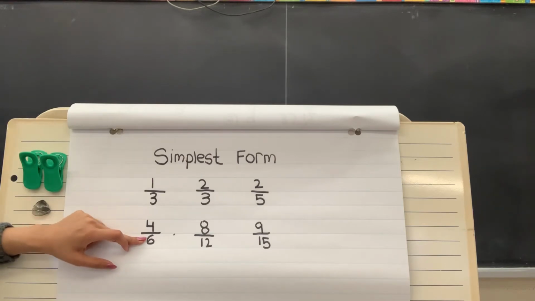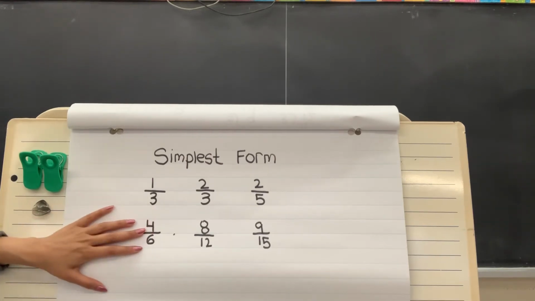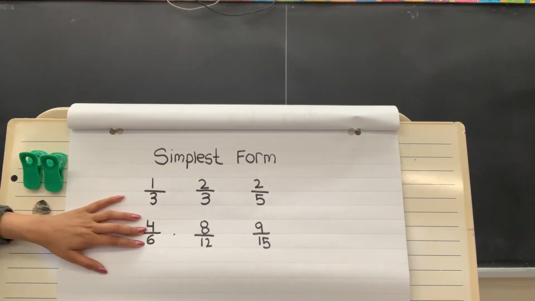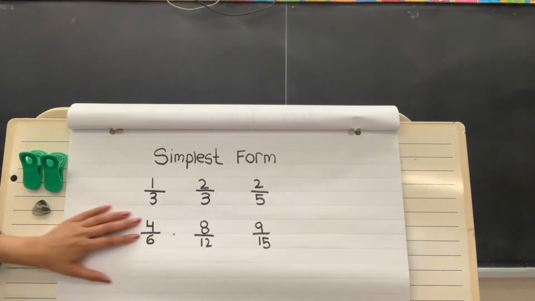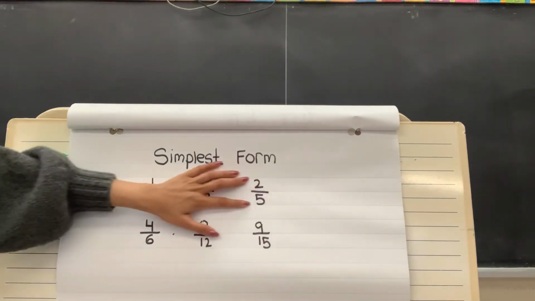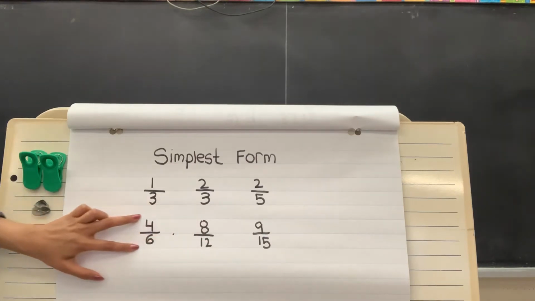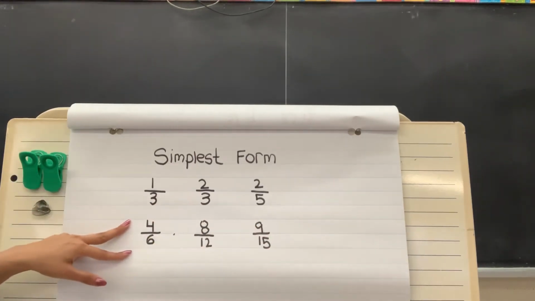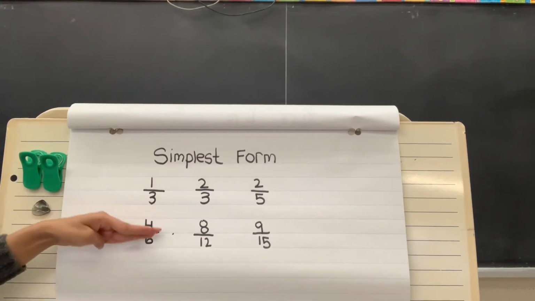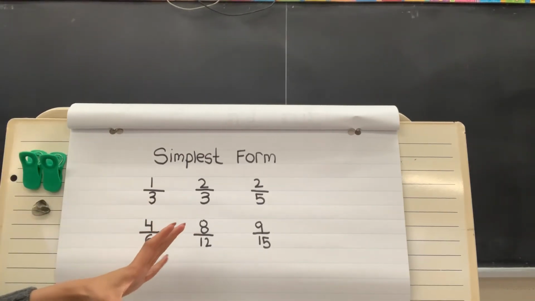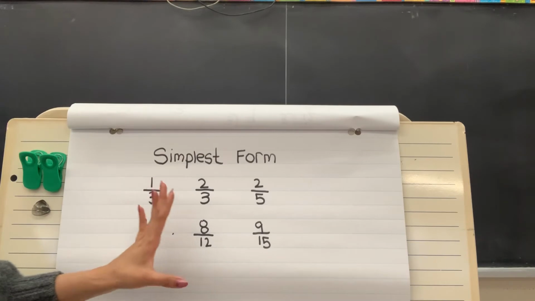So I'm going to repeat that again. Okay, grade 3s, this is important. To find the simplest form of any of these fractions, we need to continue to break them down into tiny, tiny, tiny parts until we cannot find any more parts.